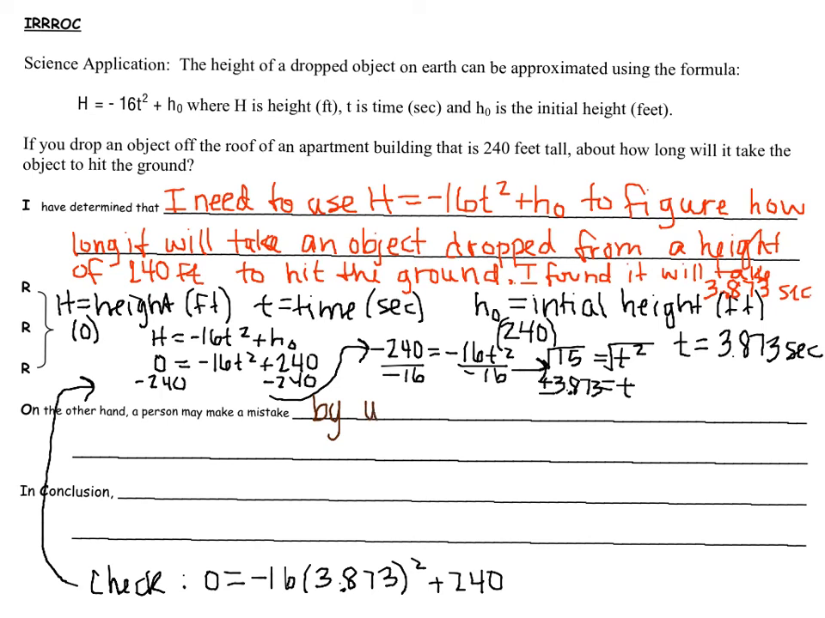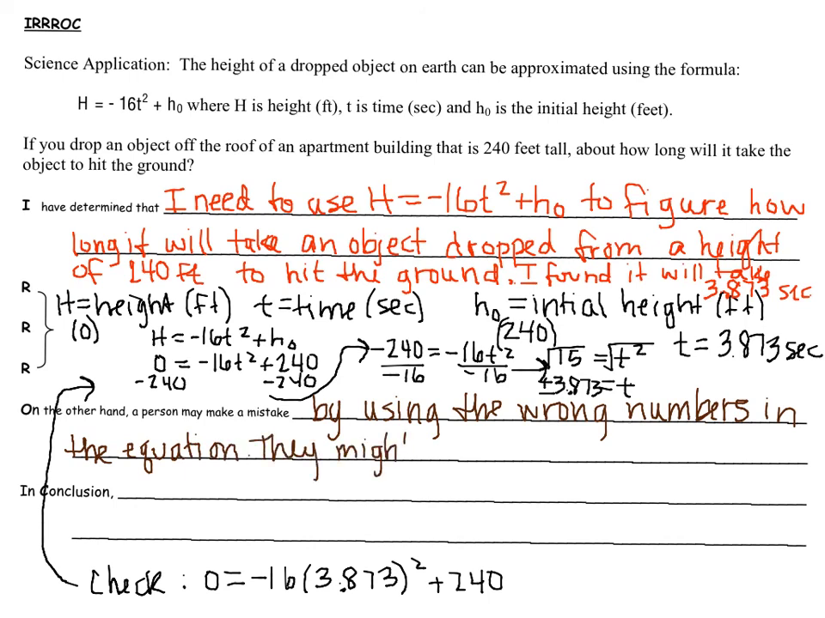By using the wrong numbers in the equation. They might put, and instead of having 0 equals that, they might say 240 equals negative 16t squared plus, and then they might get lost what this last one was, so I'm just going to say plus 0. So there'd be our thing that they could do wrong and an example of it.